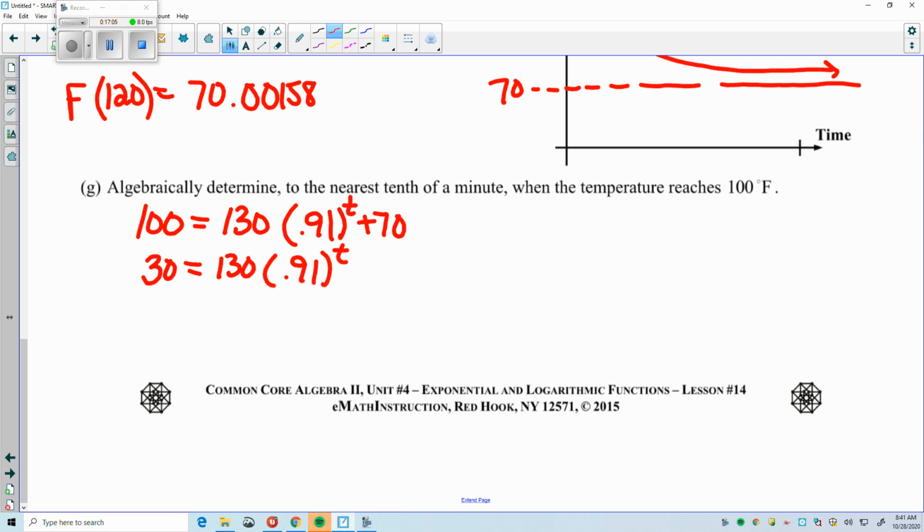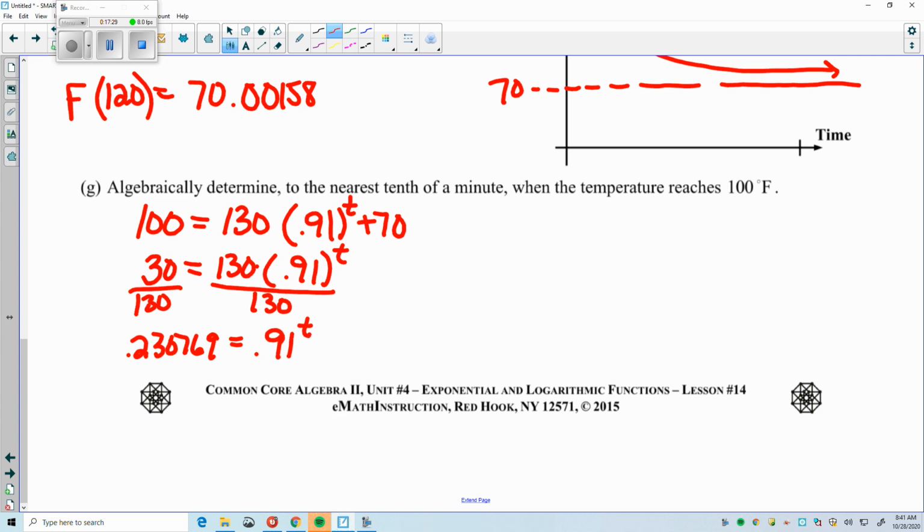Okay, next thing we want to do, remember we're solving for our exponent. We want to get everything away from this exponent. Right now it's only attached to the 0.91. So I want to get rid of that 130. And since that's being multiplied, I want to divide through by 130. So now I'm left with 0.230769 is equal to 0.91 to the t.